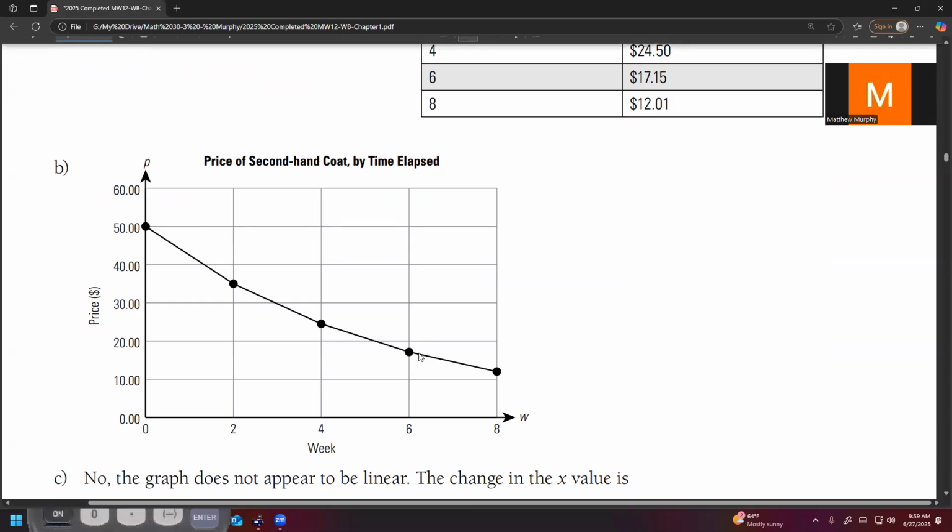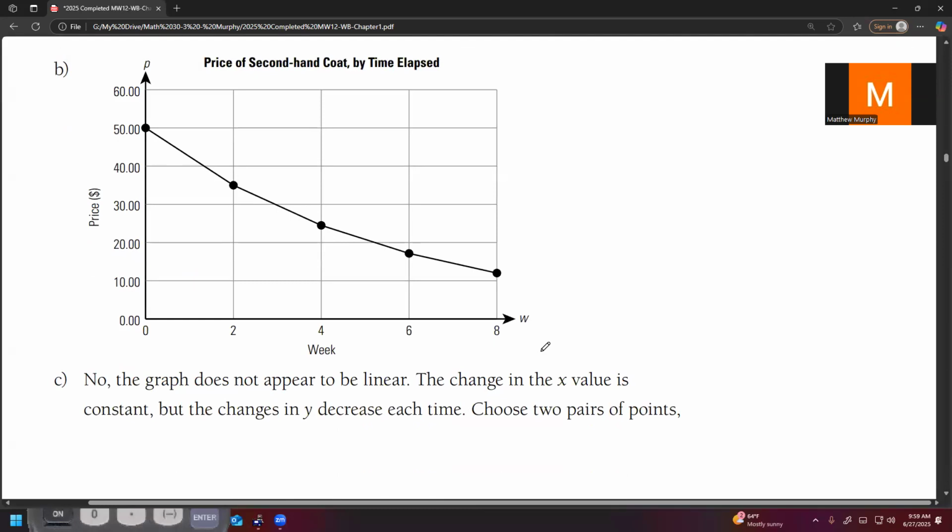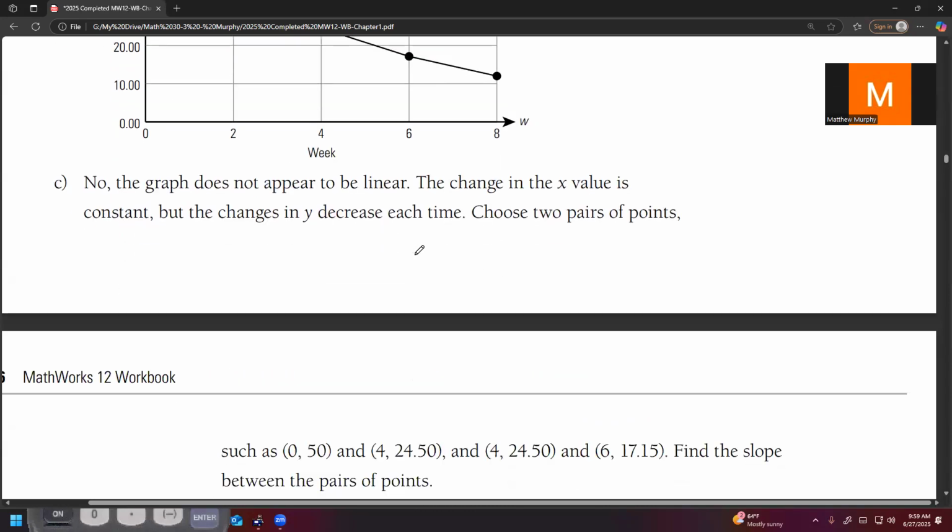Okay, there's obviously a curve to it. So for is the graph linear or nonlinear, you can just look at it and tell. You don't even have to calculate the slope here. So no, the graph does not appear to be linear. The change in the x value is constant. What it means is it just goes 0, 2, 4, 6, 8. Those data points are constant, but it's not going down by the same amount each time. And on the next page, we're going to prove this not linear, even though you can see it isn't, using slope.